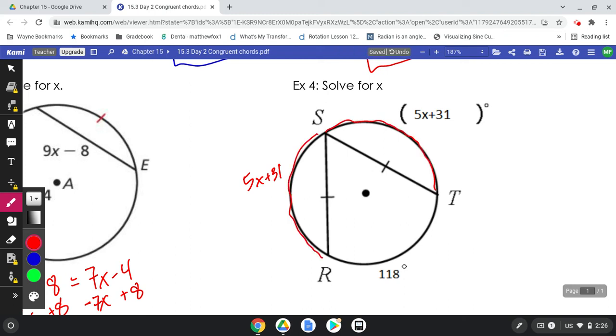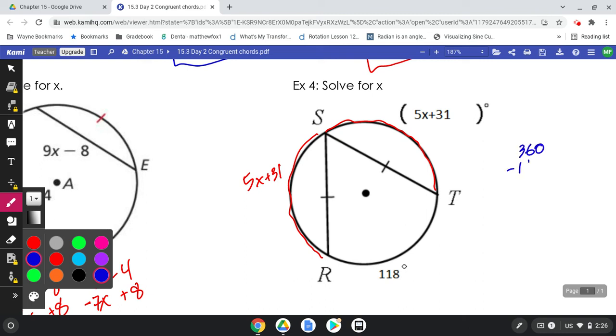Now, our job is to find what x is. So we have 2 options. Either add 5x plus 31 plus 5x plus 31 plus 118. If we add all that up, it will equal 360. The other option is take 360 minus 118. Leaves us with 242. Then we'll divide that by 2. We'll be left with 121. That is what each of these sides is. Each of those is 121.